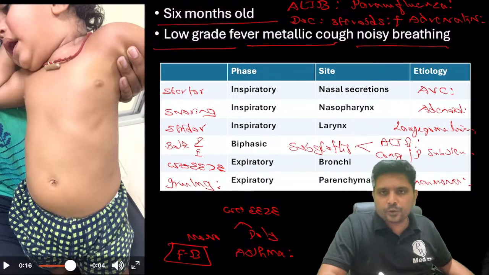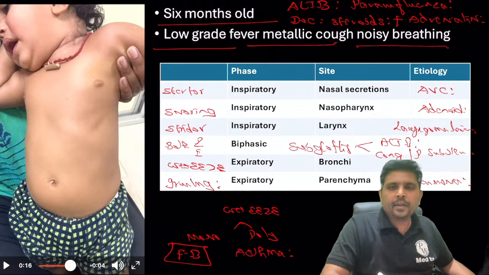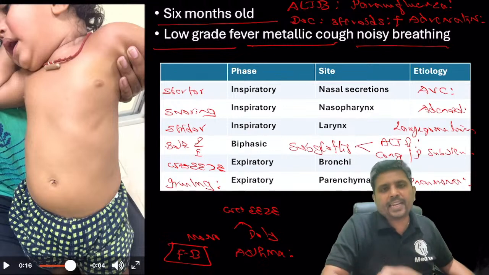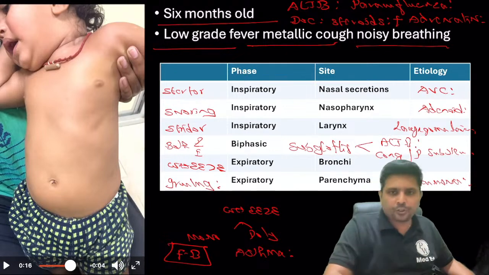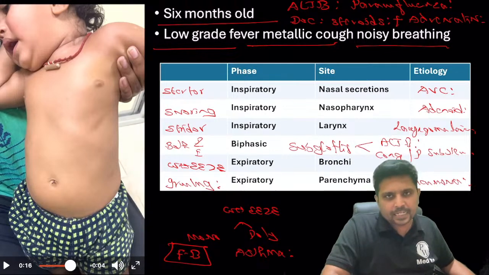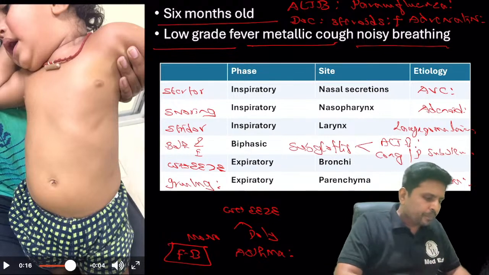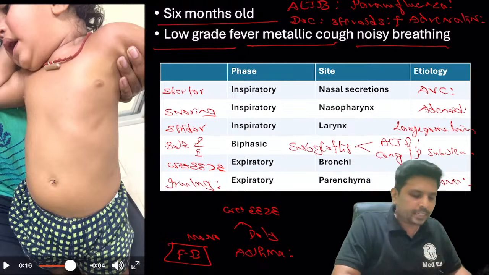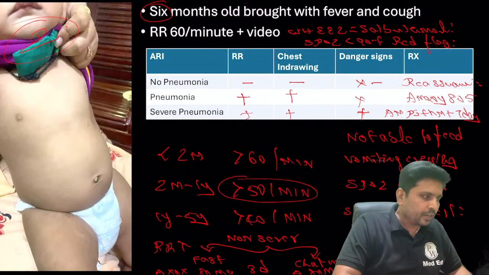So stutter, snoring, stridor are inspiratory. A biphasic stridor in ALTB or subglottic stenosis is biphasic, whereas grunting in a sick child is expiratory, arising from the parenchymal pathology, and the wheeze arises as a result of either foreign body or bronchial constriction in a child. Okay, right. So this is with respect to our second concept. So first is over, second is over.